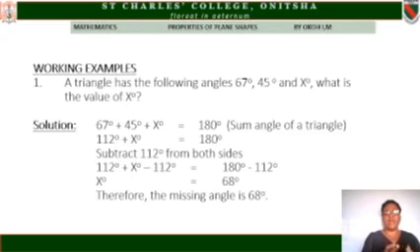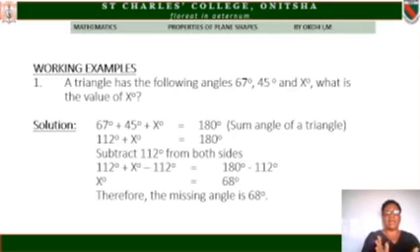So if you are aware that the sum of angles of a triangle is equal to 180 degrees, this problem will be very simple for you to solve. So let's look at the solution we have there. We sum the angles given to us, which is 67 degrees plus 45 degrees plus x degrees is equal to 180 degrees, which is the sum of angles of a triangle.